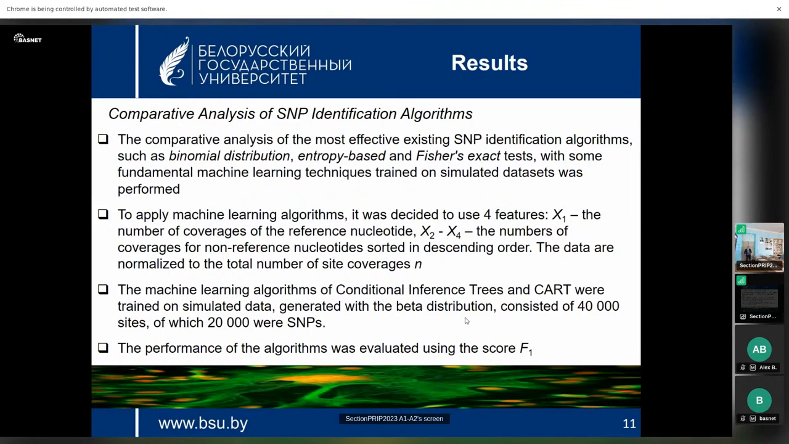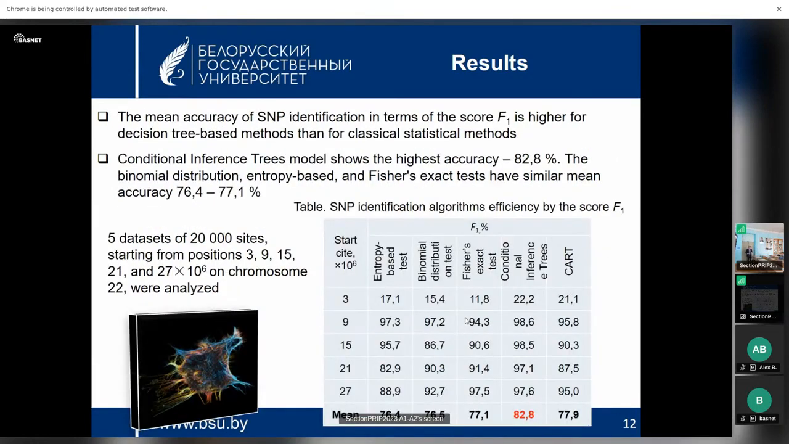So we rearranged the features, and inside of X1 is the number of coverage of the record, and X2, X3, and X4 are the numbers of coverage for non-recurrent nucleotides, sorted in the standard order. We selected 5 data sets with starting compositions of 3, 9, 15, 21, and 27 million on chromosome 22, and we analyzed them with 5 methods: the entropy-based algorithm, binomial distribution, Fisher exact test, conditional test, and current.